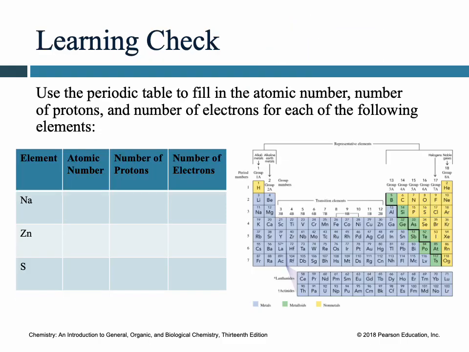Example, a question like this: use a periodic table to fill in the atomic number, number of protons, neutrons and electrons for each of these elements. For example, sodium, atomic number is what? It is 11. So the number of protons is also 11, and the number of electrons is also 11 because it is neutral. Zinc, if you find zinc on the periodic table, it's right here. Atomic number 30. So the number of protons is 30, and the number of electrons, as long as it is Zn, is also 30. Sulfur, if you go on the periodic table, right here, 16. So atomic number 16, protons 16, electrons also 16.